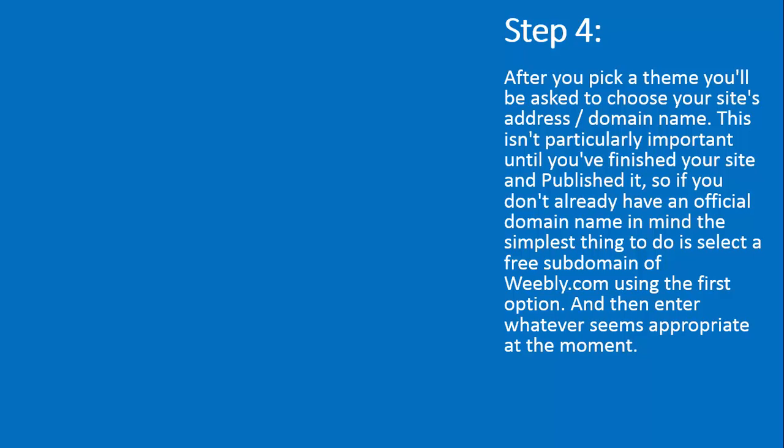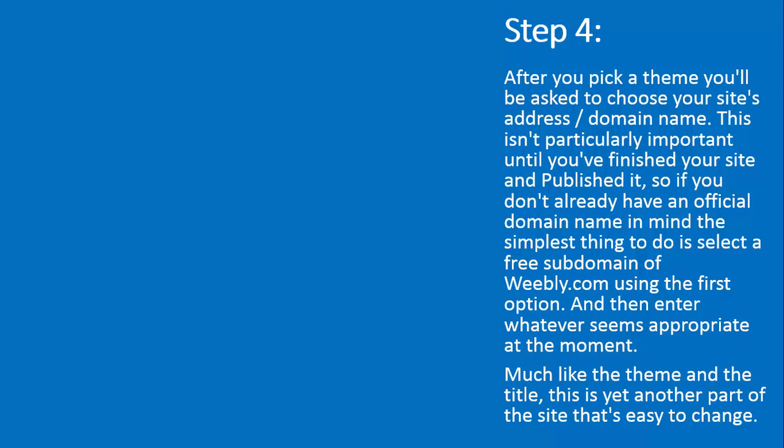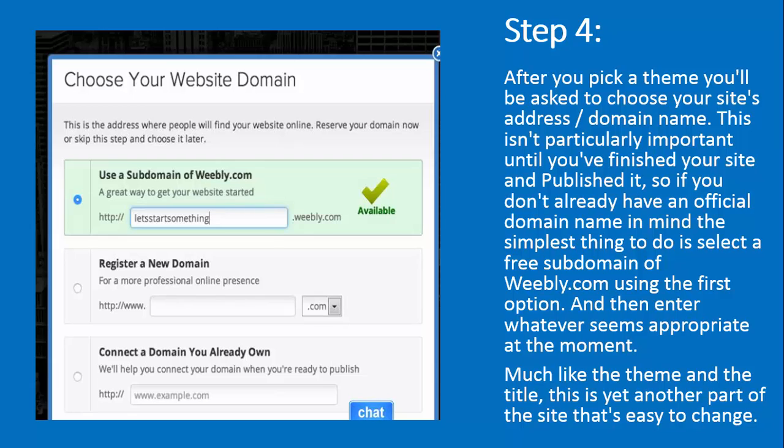Step 4. After you pick a theme, you'll be asked to choose your site's address/domain name. This isn't particularly important until you've finished your site and published it. So if you don't already have an official domain name in mind, the simplest thing to do is select a free domain of Weebly.com using the first option, and then enter whatever seems appropriate at the moment. Much like the theme and the title, this is yet another part of the site that's easy to change. This is what this screen looks like.